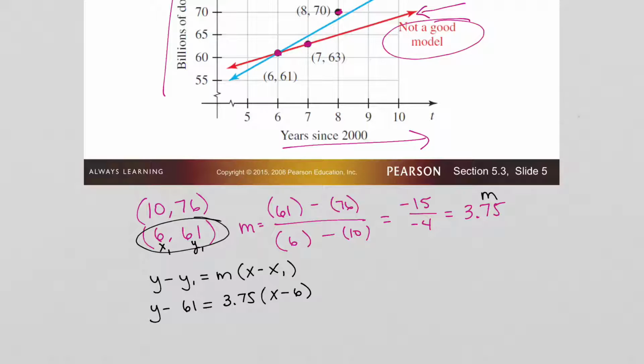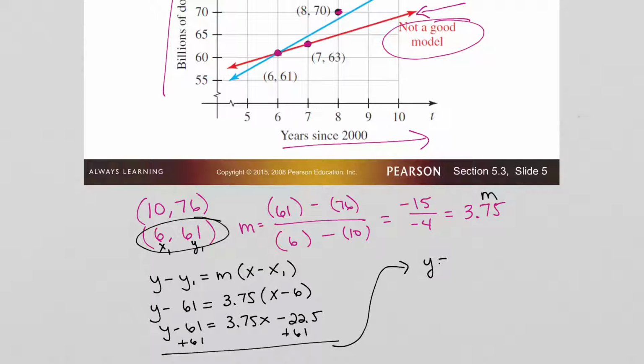Now I'm going to distribute. And I get minus 22.5. Okay, so now I'm going to add 61 to both sides. And I'm going to put this up here. So y is equal to 3.75x plus 38.5. So there's the equation of this line.